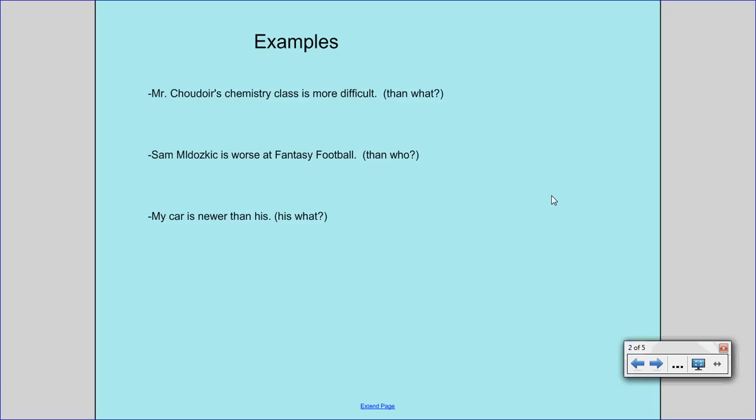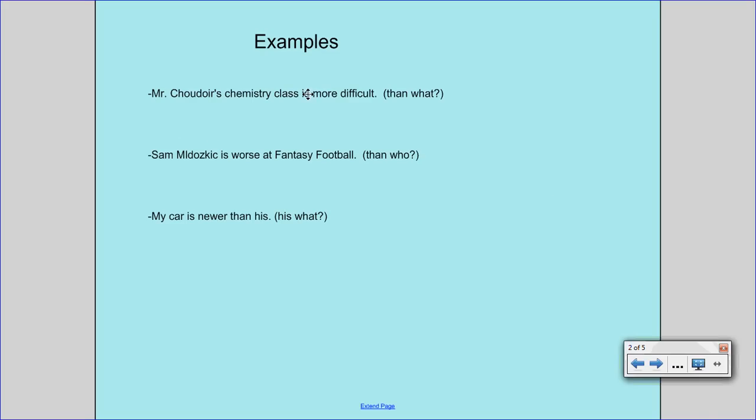Mr. Shador's chemistry class is more difficult. Well, more difficult than what? More difficult than rocket science, more difficult than hopscotch, more difficult than what? Okay, so that is an incomplete comparison. We need to add whatever we need to add on the end.